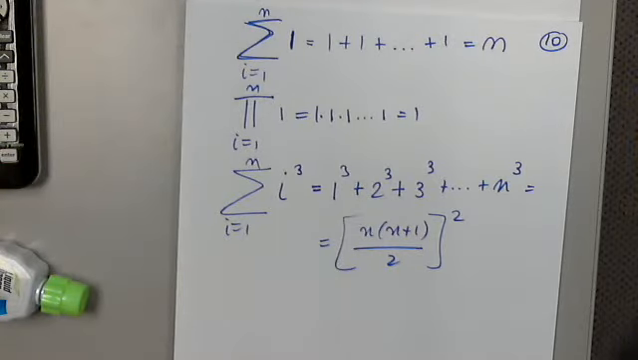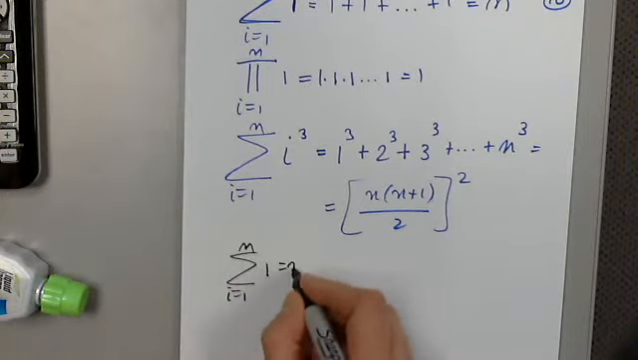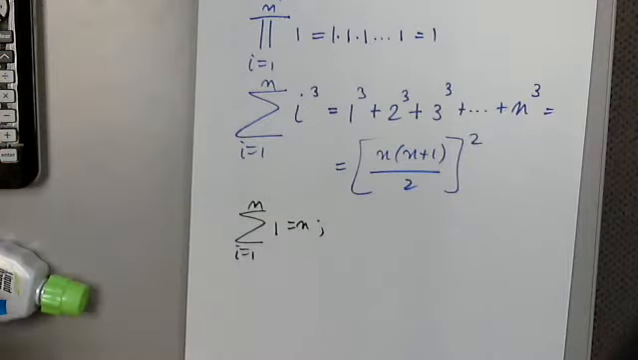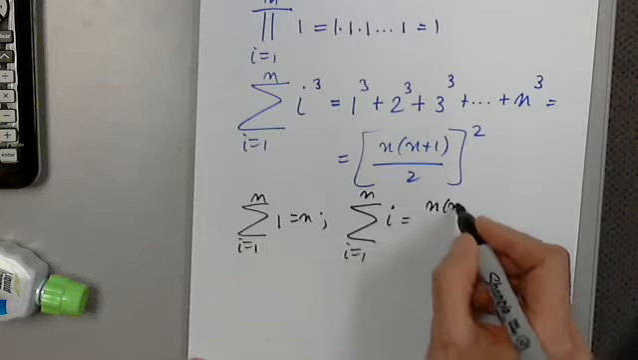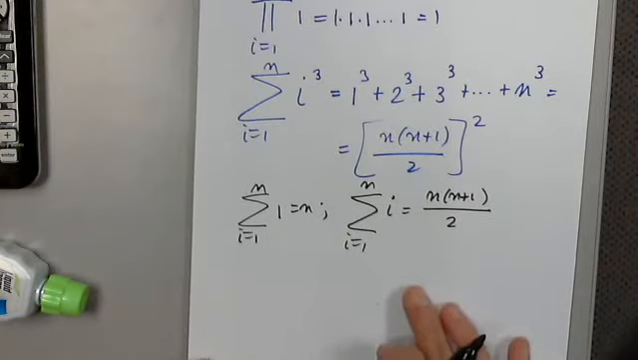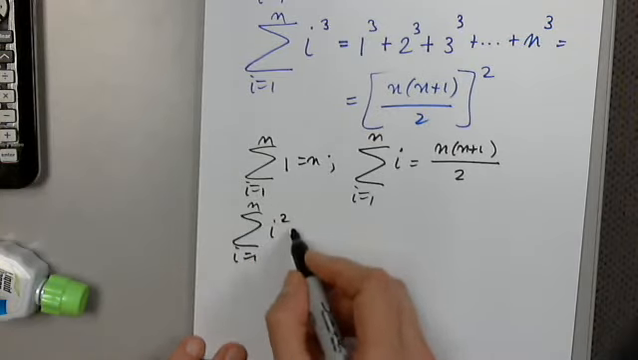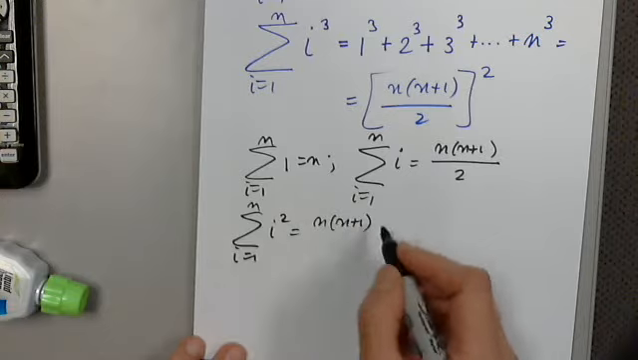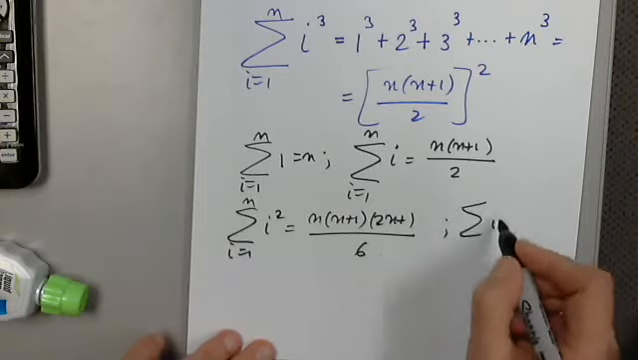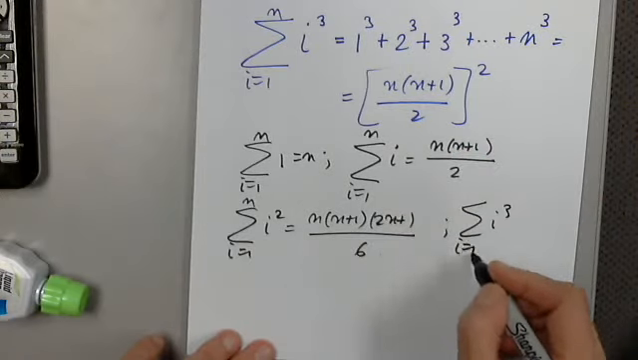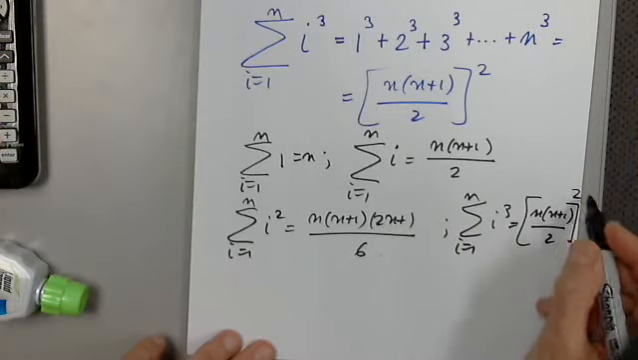Okay, so one more time, let's write them one more time. The sum of 1 from i equals 1 through n is n. In summary, the sum from i equals 1 through n of i is n times n plus 1 divided by 2. The sum of i squared from i equals 1 through n equals n times n plus 1 times 2n plus 1 over 6. This is the most difficult one to remember, but once you write it 3 times, you will. And the last one is the same thing, but squared: i equals 1 to n of i cubed equals n times n plus 1 over 2, everything squared.